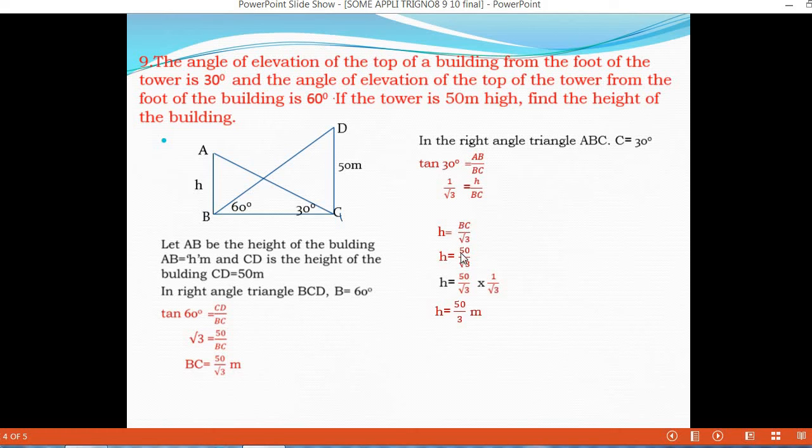Here H is equal to BC by root 3. So here BC is nothing but 50 by root 3, so you substitute the value of BC here. So H is 50 by root 3 divided by root 3, which is 50 by root 3 into 1 by root 3. So that is H is equal to 50 by 3 meter. This is the height of the building. If you divide, you will get H is equal to 16 2 by 3 meter. The height of the building is 16 2 by 3 meter.